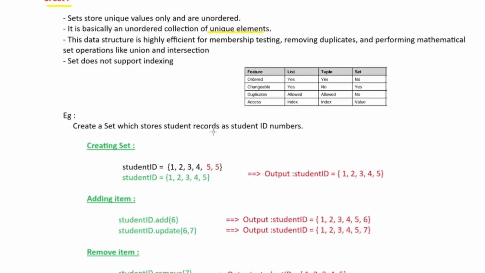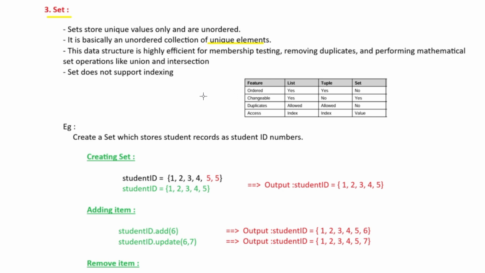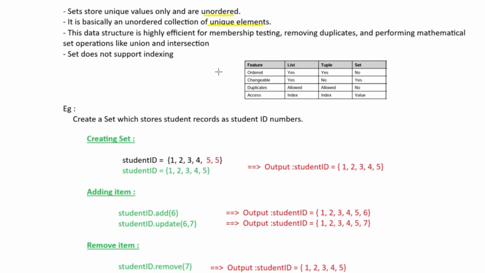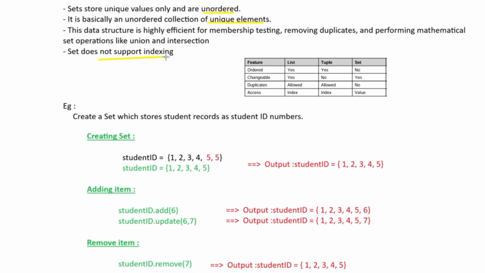Okay, so now we will discuss some important points about sets. A set does not allow duplicate values. A set does not maintain order. This means items are not stored in a fixed sequence. So basically, you cannot rely on positions like index 0 or index 1, because sets do not support indexing. This is a very important difference.